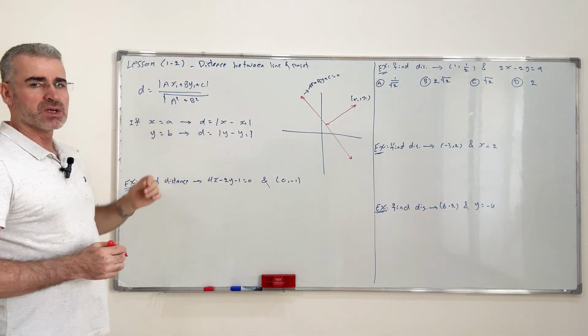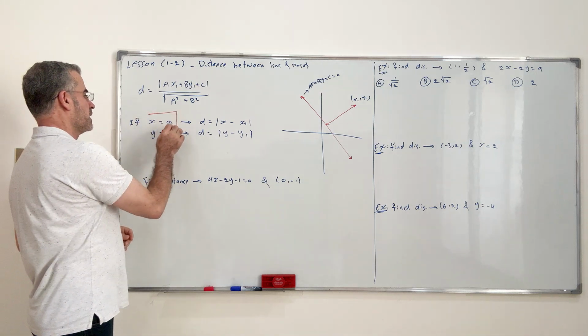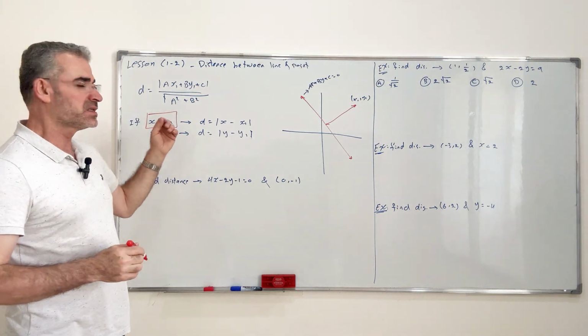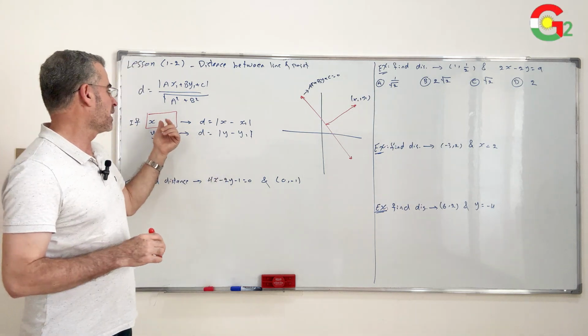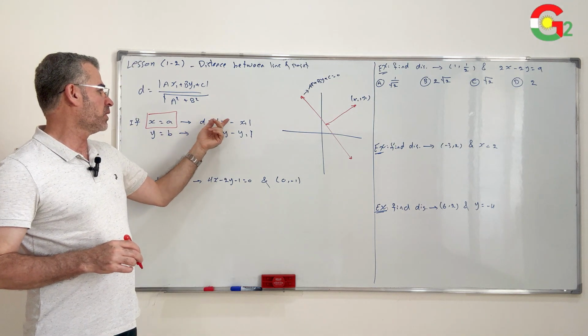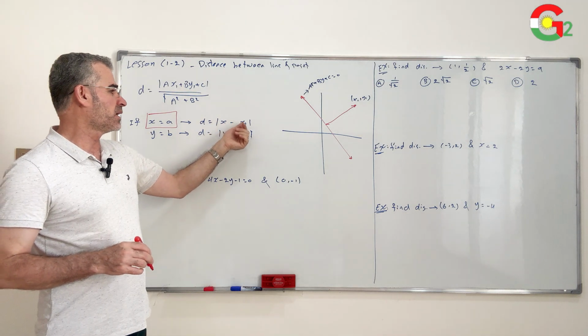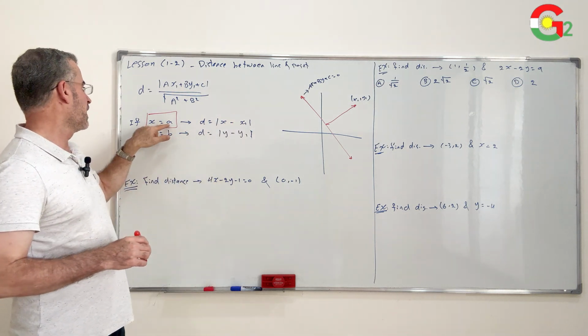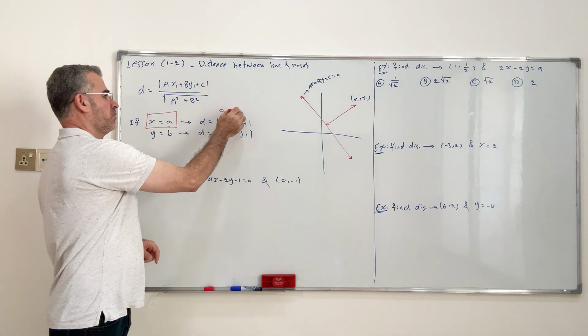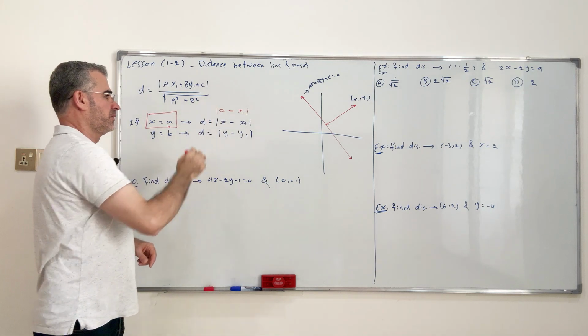If the equation of the line is x equal a, it is a vertical line, then the distance between any point and this line is given by the distance equal to absolute value x minus x1. X is the value of x here, it is a. We can write a minus x1.